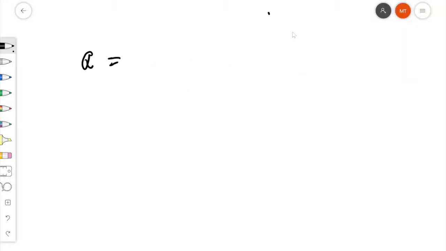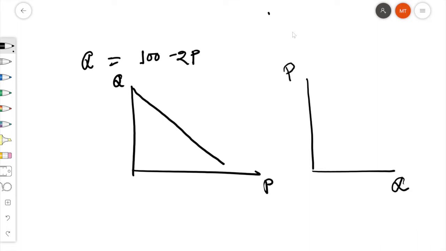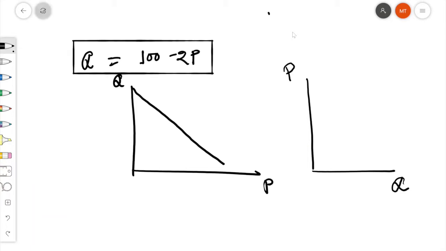So the quantity equals 100 minus twice P. If we draw a graph like this, the Q must be here and P must be here. But you will not find any demand curve where P is on the horizontal axis and Q is on the vertical axis. In a typical demand curve, Q is always on the horizontal axis and P is on the vertical axis. So in order to do that, we need to invert this demand function. We need to make a function where price is a function of quantity. If we do that, price will be equal to 50 minus 0.5 times Q.